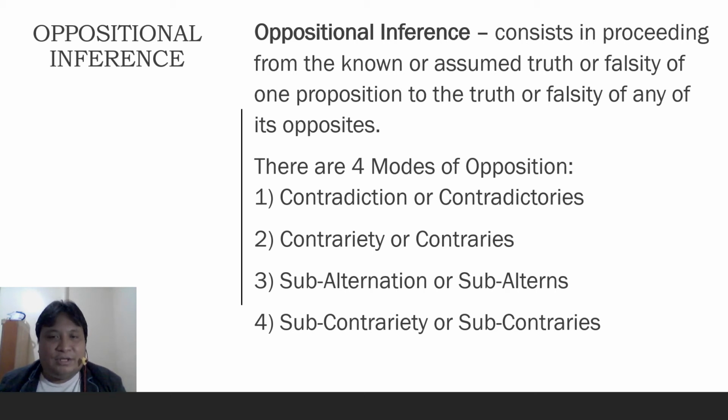Number one is contradiction, or contradictories. Number two is contrariety, or shall we say contraries. Number three is subalternation, or subalterns. And lastly, number four is subcontrariety, or subcontraries. So there are four types of opposition. Once again, it's contradictories, contraries, subalterns, and subcontraries. Okay, let's proceed now.